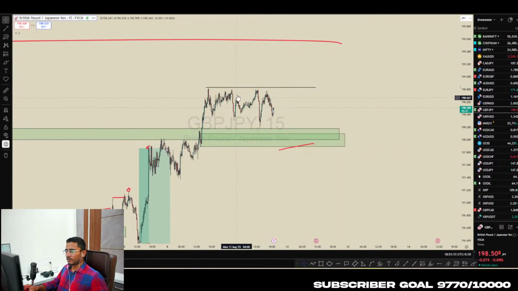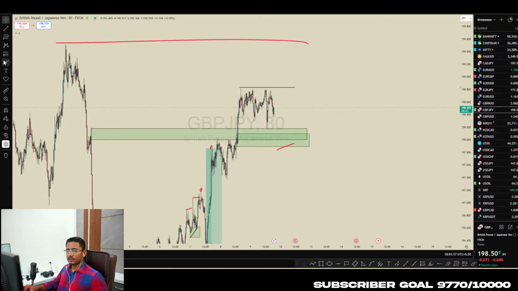Here, everything has been mitigated. So all this is straight line liquidity. But if price sweeps this liquidity and then gives us a change of character pattern, then this will not work.